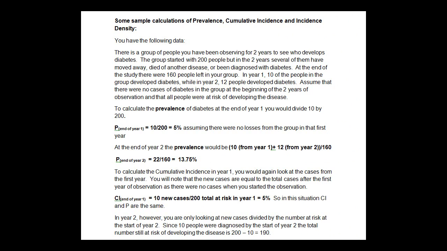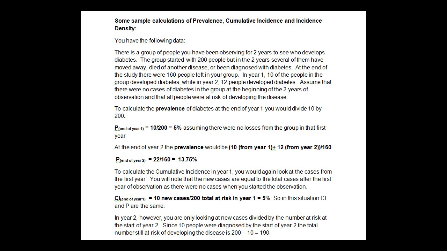So let's go back to the week 3 step-by-step guide to see how these calculations work. In this example, we have a 2-year study of 200 people, and we're going to look to see who develops diabetes. At the end of the 2 years, there's only 160 people left. In year 1, 10 people develop diabetes. In year 2, 12 people develop diabetes.